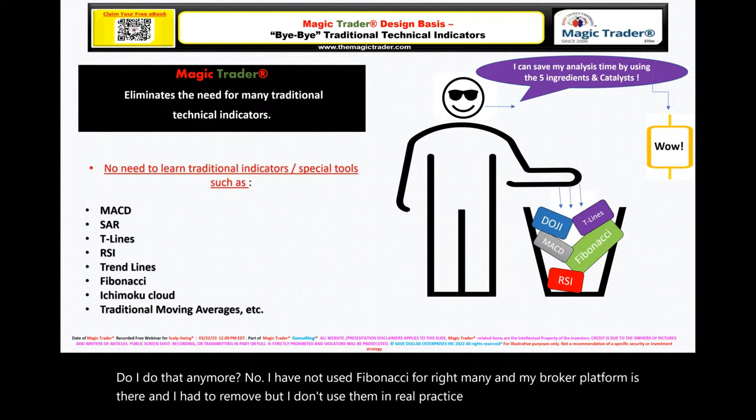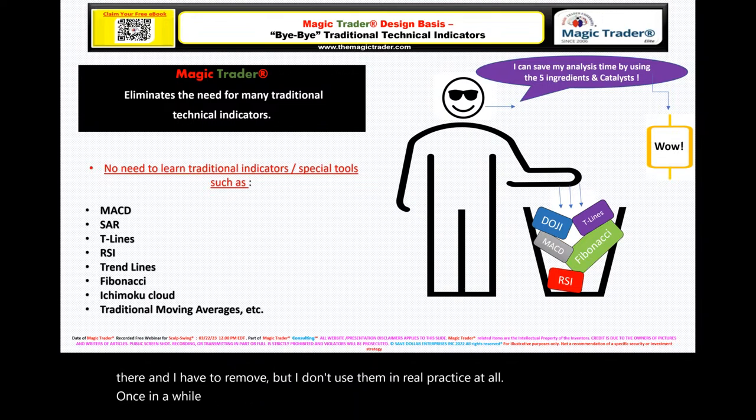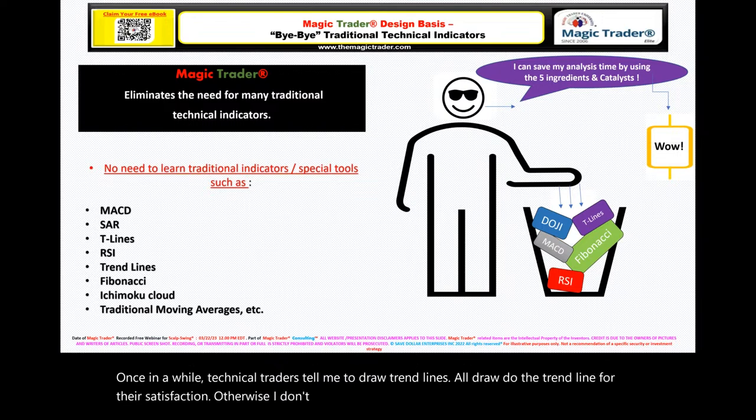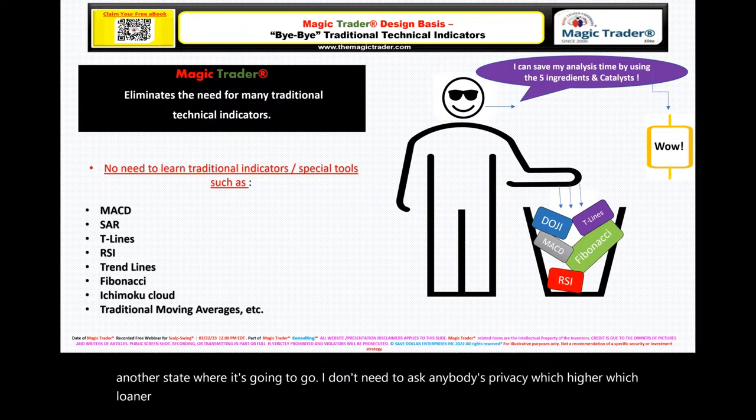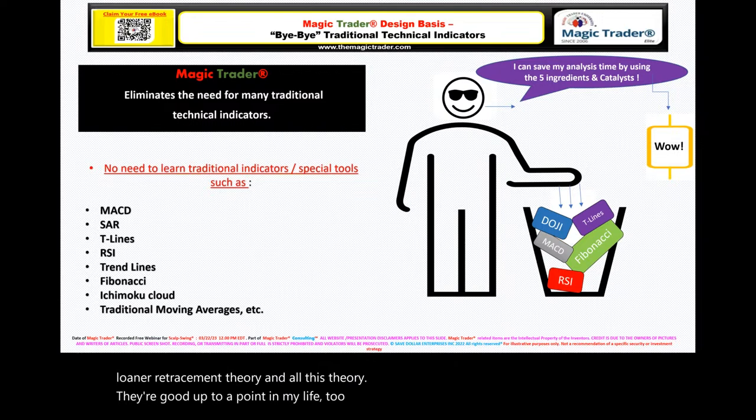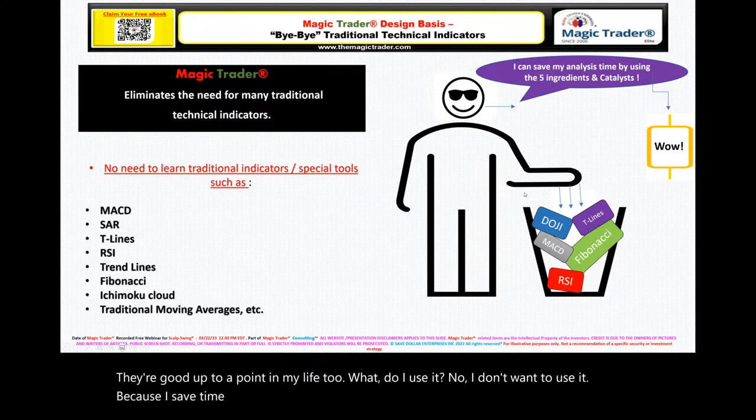Once in a while, technical traders tell me to draw trend lines, and I'll do the trend line for their satisfaction. Otherwise, I don't. We have zone lines. We use them. They tell me from one stage to another where it's going to go. I don't need to ask anybody about Fibonacci, which is higher, which is lower, retracement theory and all this theory. They're good up to a point in my life too. But do I use it? No, I don't want to use it, because I save time that way. So I put it in the trash.